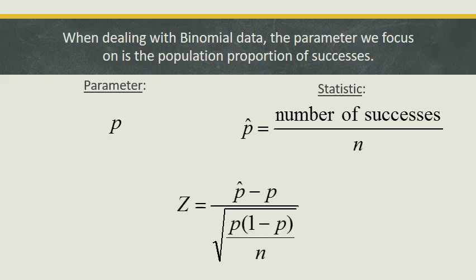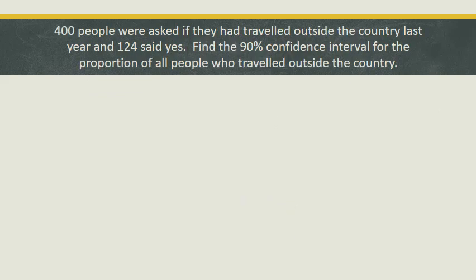And from the normal approximation to the binomial distribution, we can deduce that the distribution of p-hat is normal with a mean equal to p and a standard deviation equal to the square root of p times 1 minus p over n. So we have this z formula that we'll use in this video and in future videos about proportions. Let's put this to use.